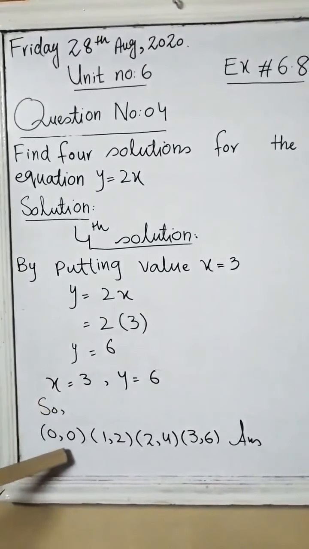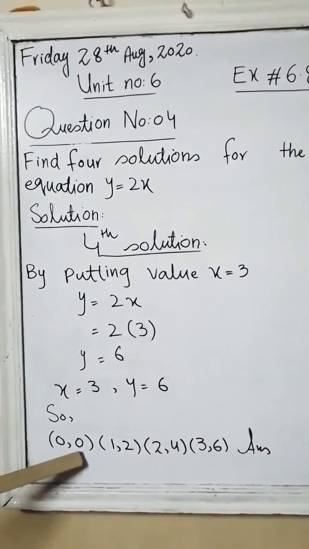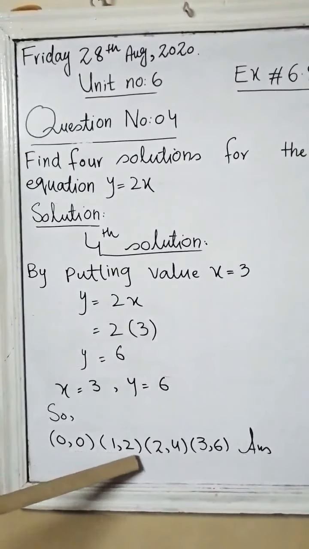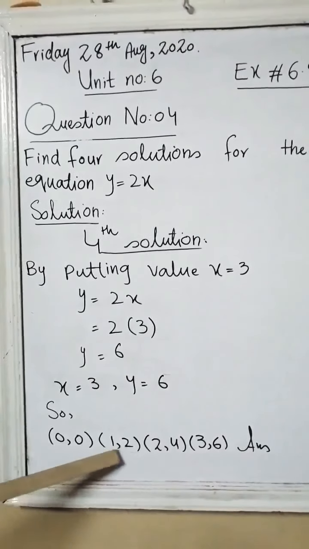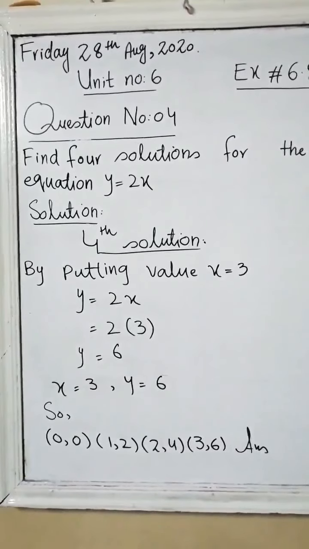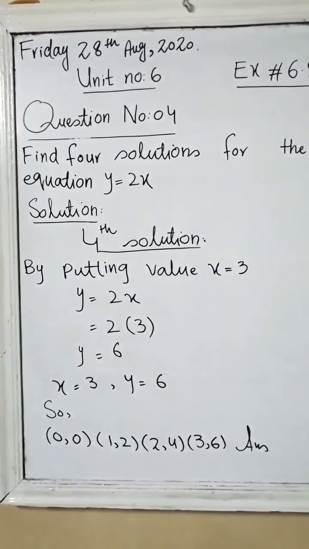Now students, we will write our answer by arranging all the 4 solutions. First we will write 0, 0, then 1, 2, then 2, 4 and then 3, 6. Students must remember that in all given solution sets, the first values refer to the value of x and the second values are the values of y.